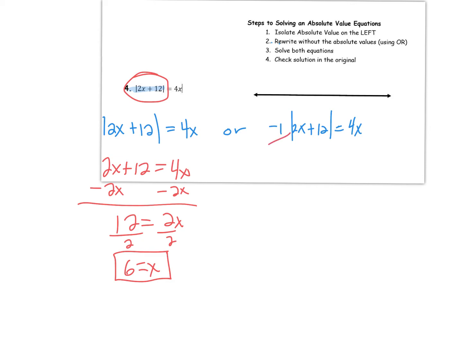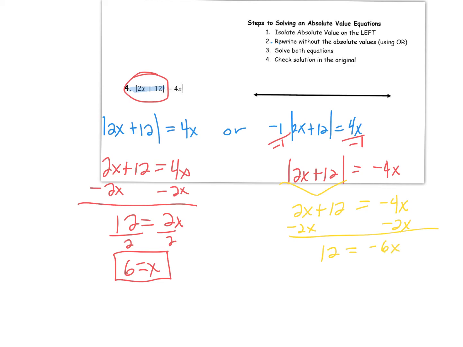Now let's come to the other side. Let's divide by negative 1s. Okay. Absolute value 2x plus 12 is going to equal negative 4x. Take down the absolute value. So 2x plus 12 is equal to negative 4x. Minus the 2x. 12 is equal to negative 6x. Divide by negative 6. So negative 2 is equal to x.